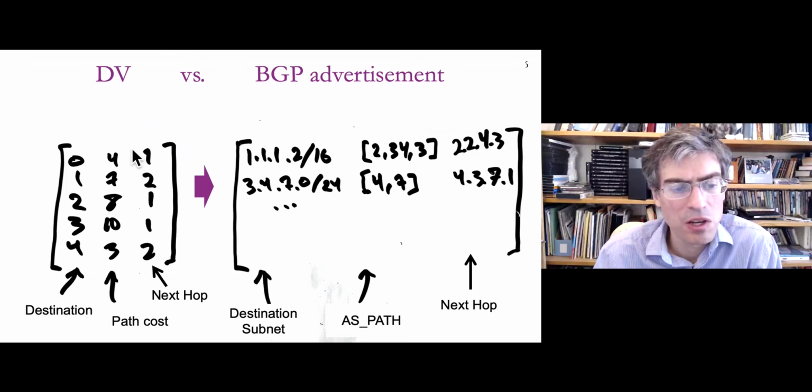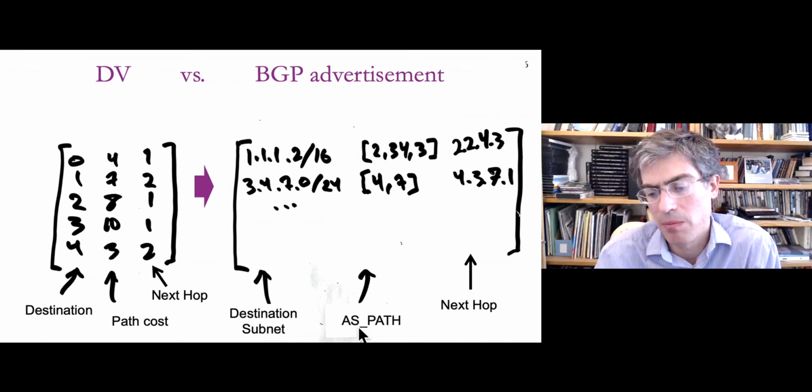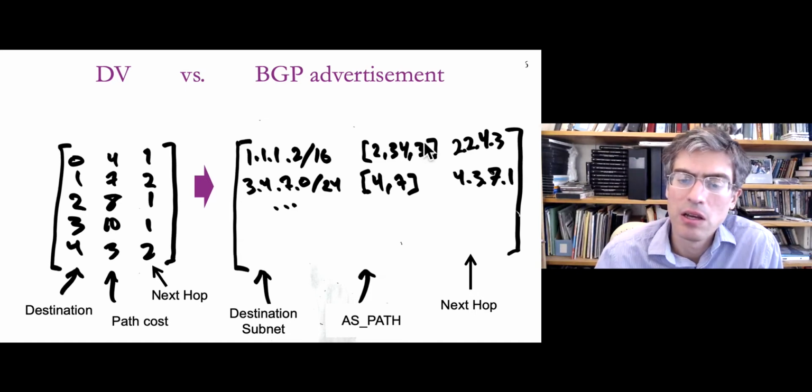Instead of the cost being one number, we have the path, the AS path, which is to say the autonomous system path, the numbers of autonomous systems that we will travel through to reach the final destination. Okay, so what this means is we're going through 3 hops. The first hop is autonomous system 2, the second hop is autonomous system 34, and finally we go to autonomous system 3. That is the kind of cost that we use in BGP.